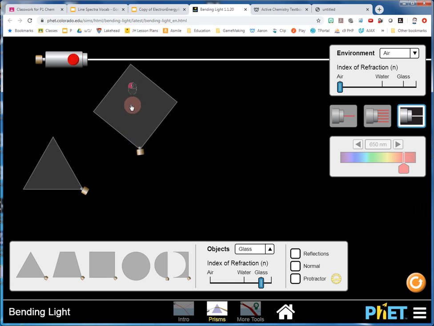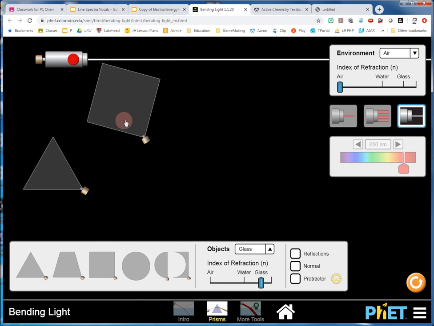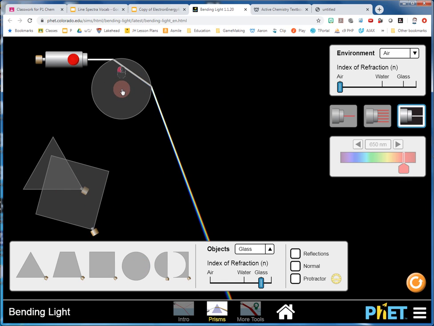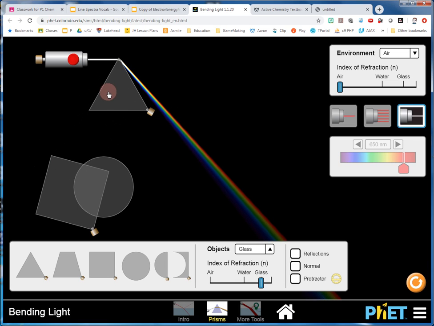It doesn't work very well. Ooh, weird. Anyways, it's not really bending the light, is it? Does this one work? That works a little bit. I can see it bending down here, but the best configuration is this one right here.